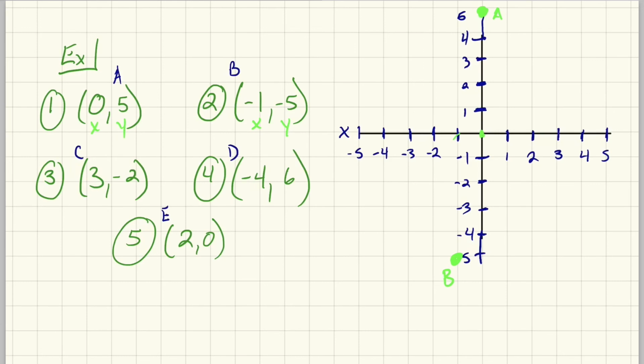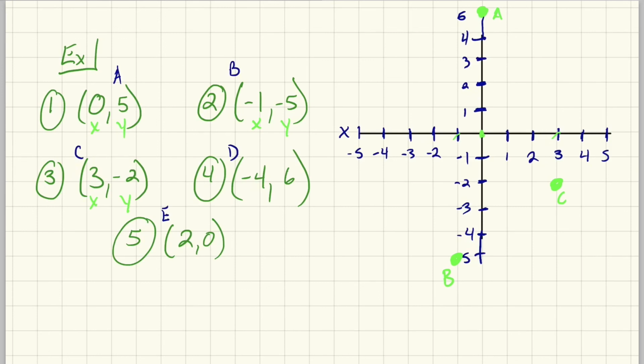Okay, moving on to C. Again with C, we got 3 for our X and -2 for our Y. So starting at our origin, we go 3 spots on the X-axis, and then -2 means to go down 2, following the Y, so down 1, down 2, make a big dot, and there's point C.